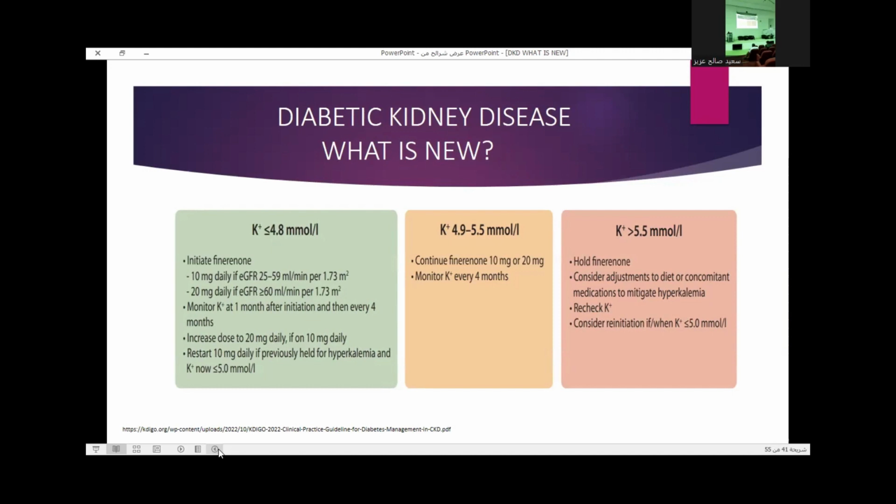We need to monitor the potassium as we did with the RAS inhibitor, and reassess if the patient has any other medication that needs to be discontinued before we start this medication, such as non-steroidal anti-inflammatory drugs. So if the patient's potassium increases to between 4.9 and 5.5, we can continue the same dose of the medication. But if it's more than 5.5, we need to stop the medication, reassess the patient, and restart with a smaller dose.